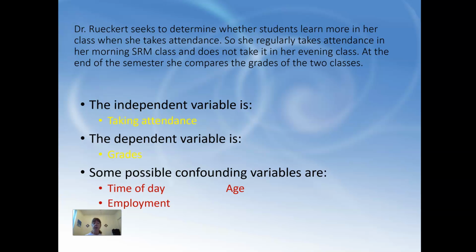Any other difference between the two classes? It could be employment. Maybe the students in my evening class are working all day and that's why they're taking an evening class. And because they work all day, they don't have time to study, so they don't do as well because of their employment. It could be age. It may be that older students are more likely to take classes at night and younger students are more likely to take classes during the day. And if that makes a difference in their grades, that would be a confound. And then there's many other things it could potentially be. So that's just something that you need to watch out for.